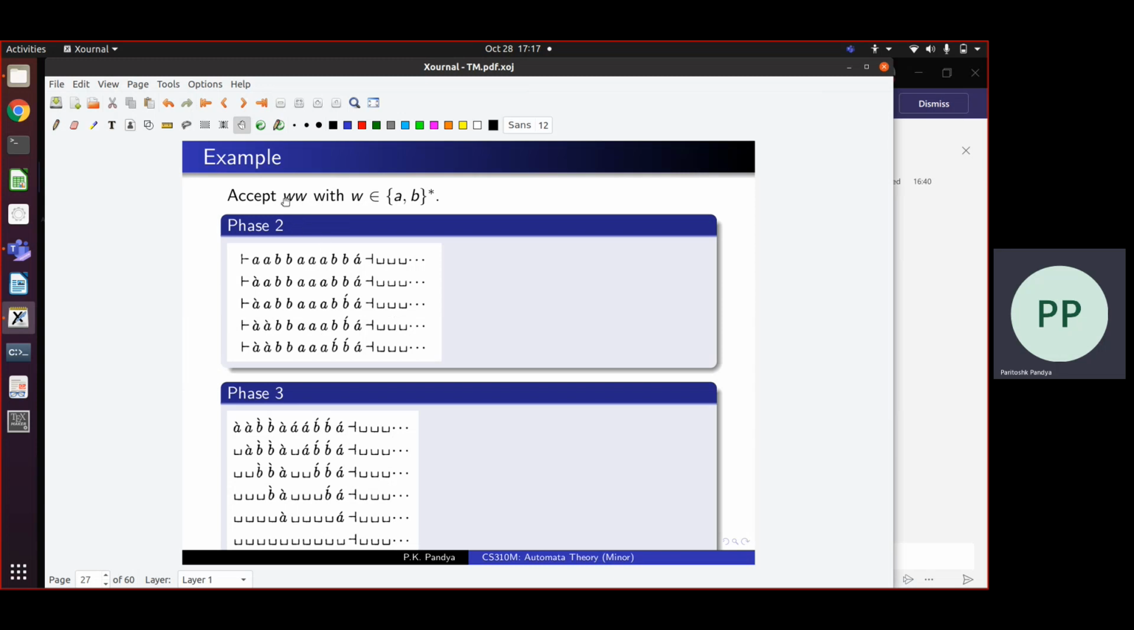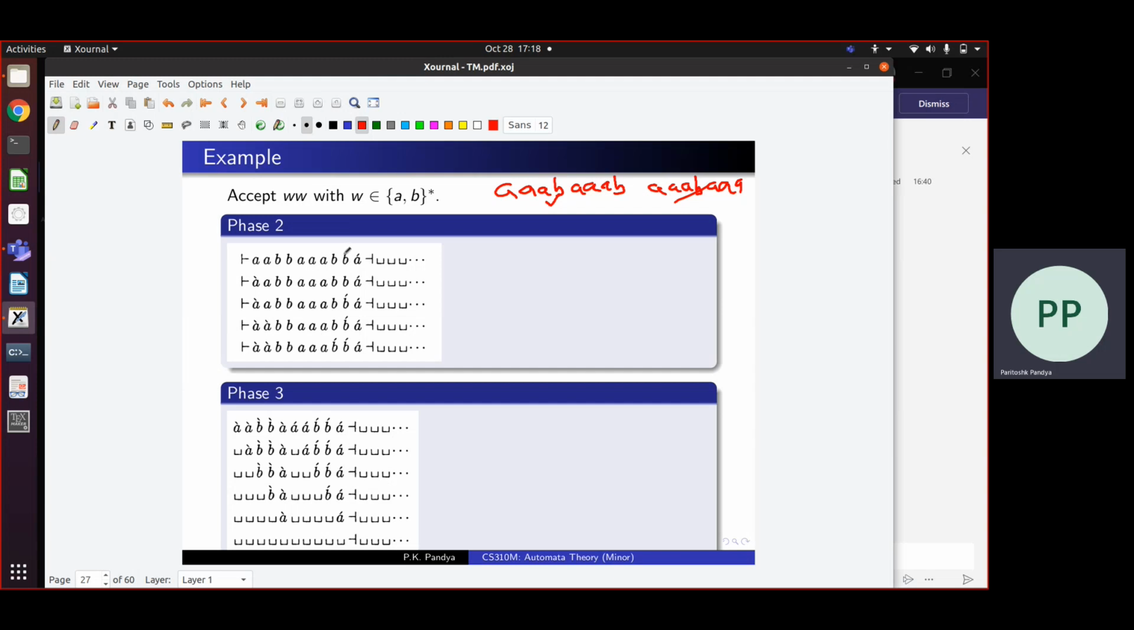Here is another language. It's called the WW language, with W belonging to {A,B} star. All words of the form WW, where W is an arbitrary word over the alphabet {A,B}, must be accepted. So what kind of words will get accepted here? The word AAAB AAAB will be accepted, but AAAB AAA will not be accepted. This will be accepted, right? That is the language WW, and the Turing machine can accept this language also.